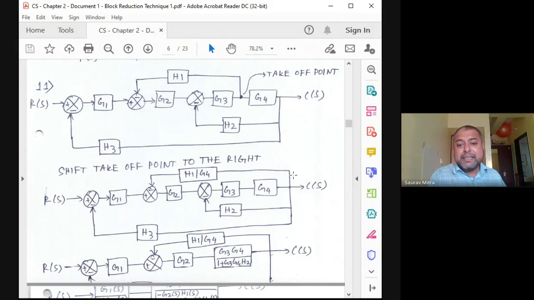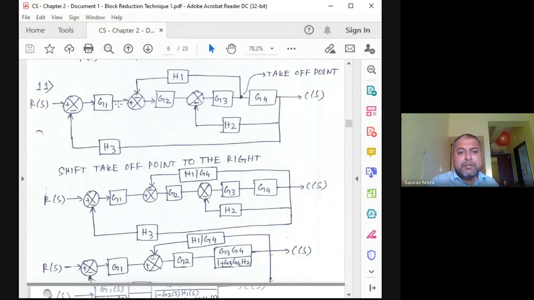But whenever you are taking it from the output side, you can see that this signal is getting multiplied with G4, and then you are taking it as the feedback. So this you have to understand. From here you will understand whether you have to do H1 into G4 or H1 by G4. So there is no rule you have to mug up. You have to understand actually what is done.